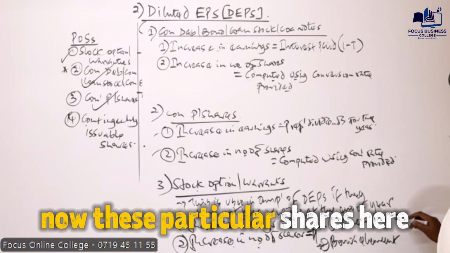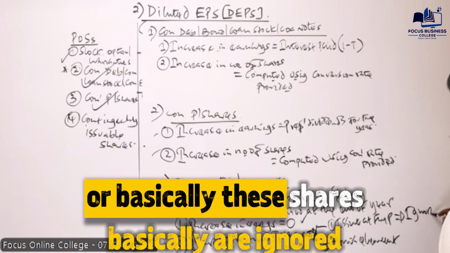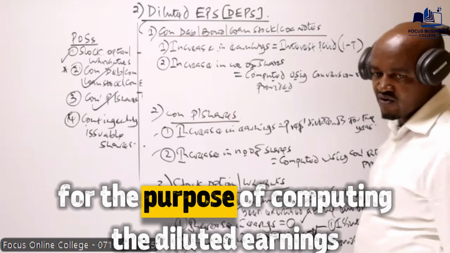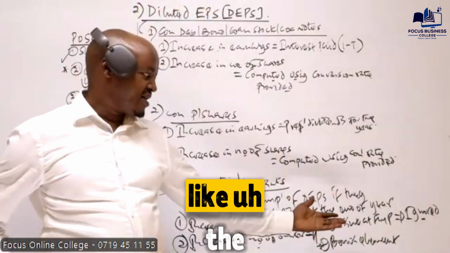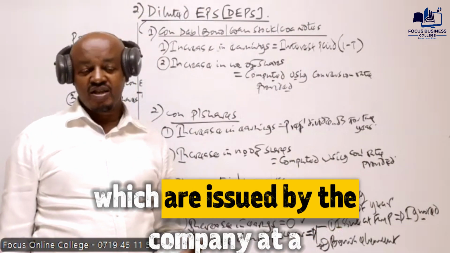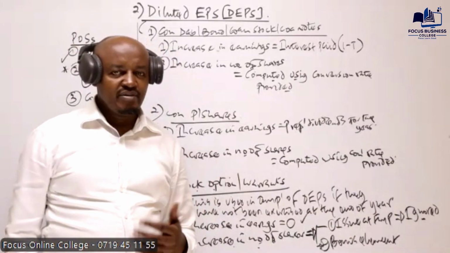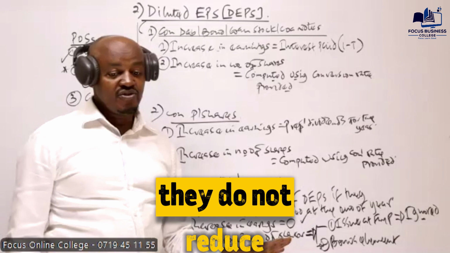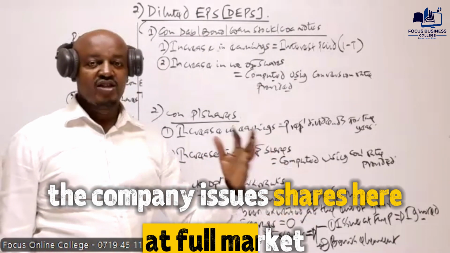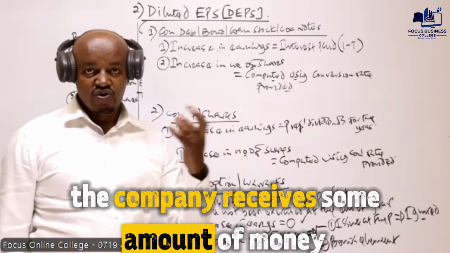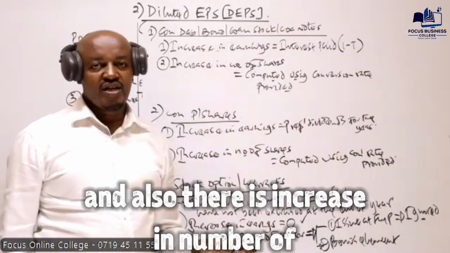Now, these particular shares, we say, are ignored for the purpose of computing the diluted earnings per share, simply because these are like the normal shares which are issued by the company at a full market price. In other terms, we say that these shares are not dilutive. Being dilutive means those shares reduce the earnings per share of the company. Reason being, the company issues shares here at full market price. The company receives some amount of money which is invested.